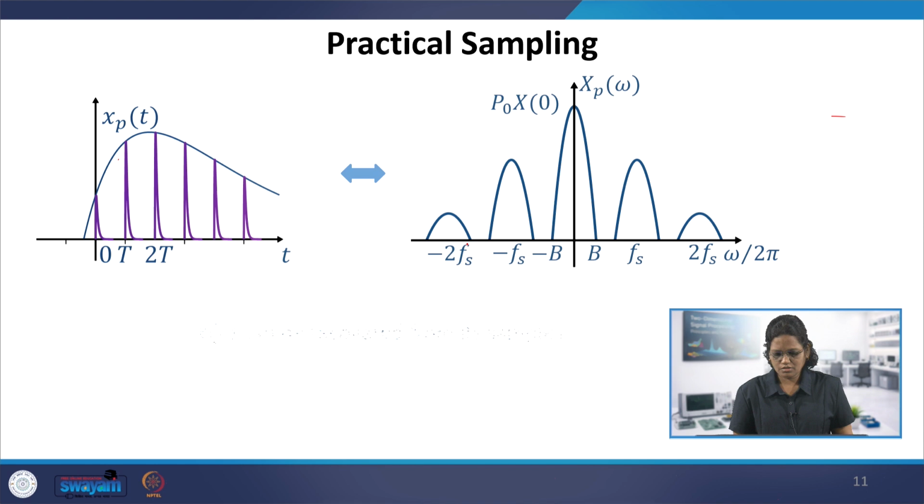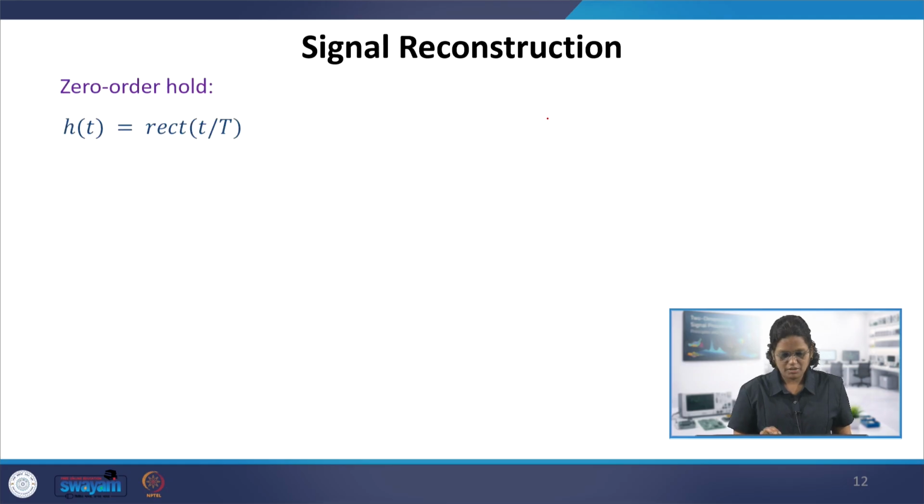So that's just to be known: the amplitude of the base and the repeated spectrum needs to be known, since it is affecting the amplitude. So it can be recovered from its samples very well in that case. A little bit about the reconstruction process.